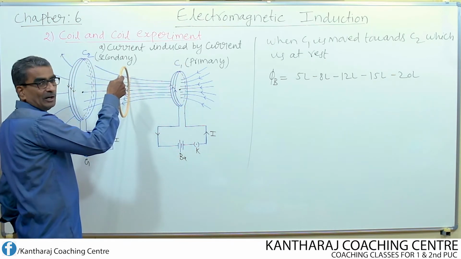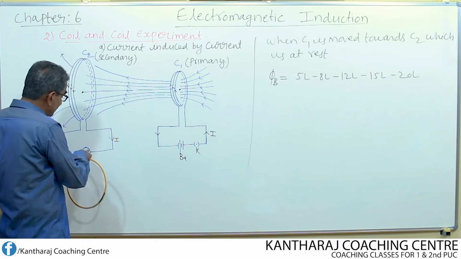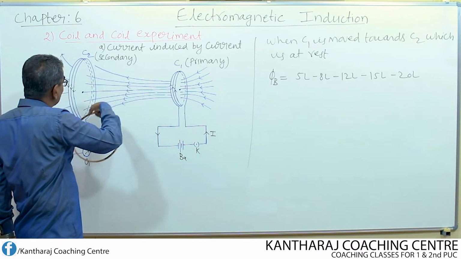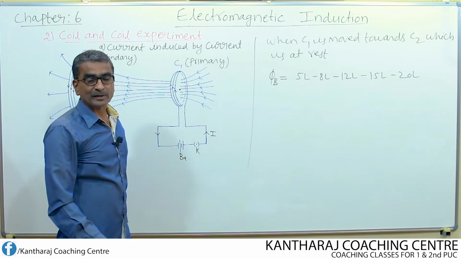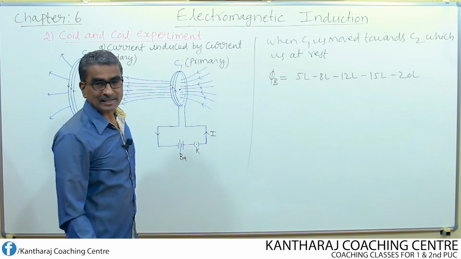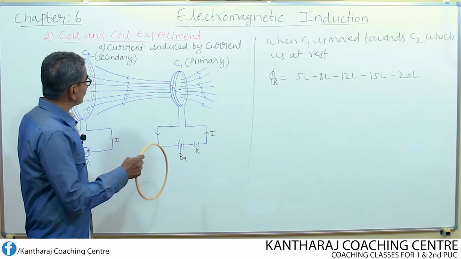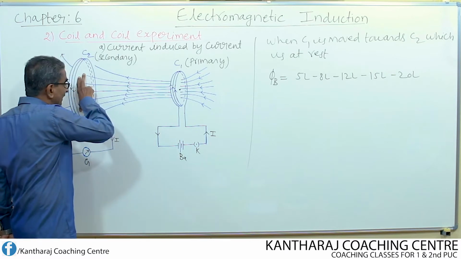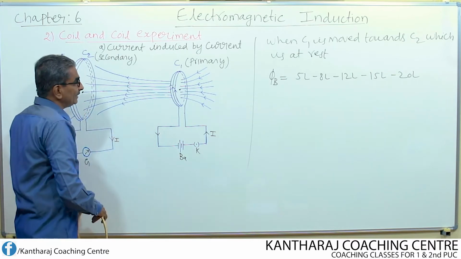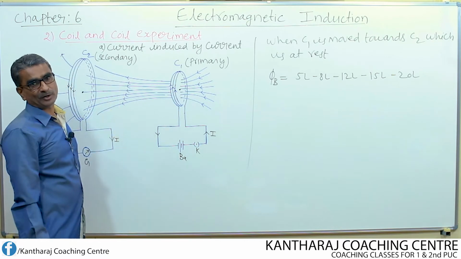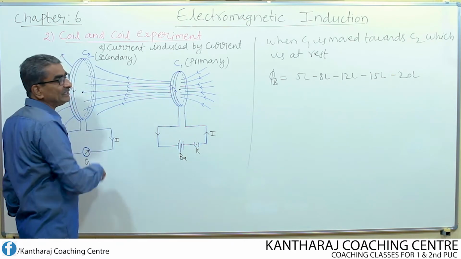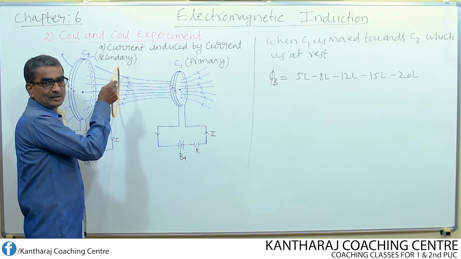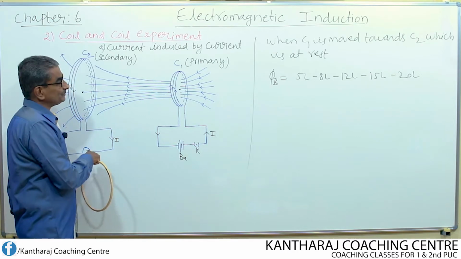If the motion of the coil C1 is stopped, then the deflection in the galvanometer becomes 0. Because as soon as you stop the motion of the coil, the magnetic lines of force linking with the coil C2 remain fixed. It is not going to change. Neither is it going to increase nor decrease. Since a fixed number of lines of force cannot produce any induced EMF or induced current, the motion of the coil C1 is very, very important to produce an induced EMF in C2. So while moving C1, if it is suddenly stopped, then no deflection is noticed.